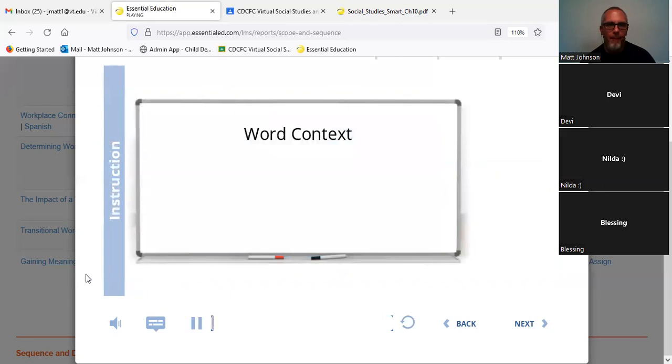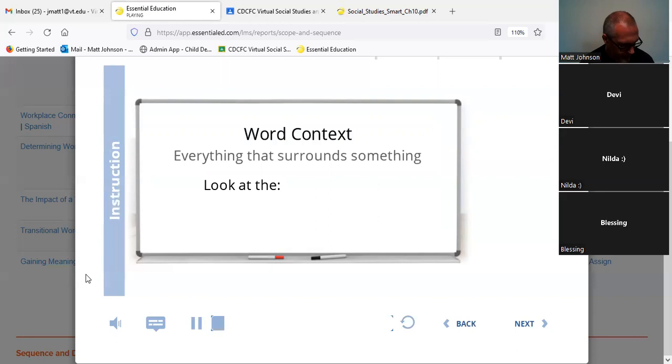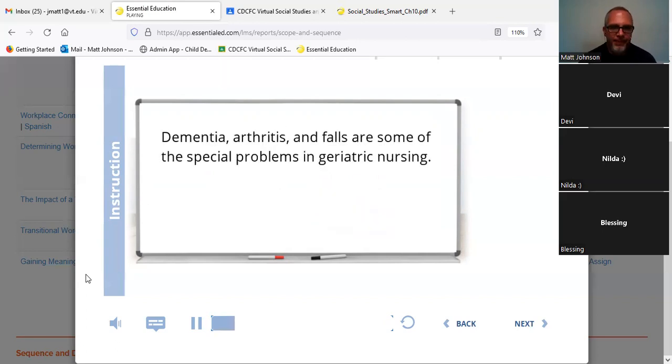When I read a new word, I always look at the context. Context means everything that surrounds something. To look at the context of a word, look at the sentence and the paragraph, and even the whole text to see if you can understand the meaning. Take a look at this sentence. Dementia, arthritis, and falls are some of the special problems in geriatric nursing. When I wanted to understand what geriatric meant, I looked at this sentence. It gives me some clues. Geriatric nursing deals with dementia, arthritis, and falls. You might realize that those are common problems in seniors.